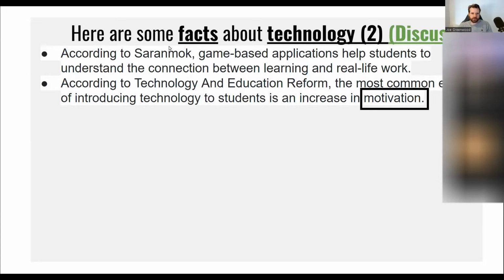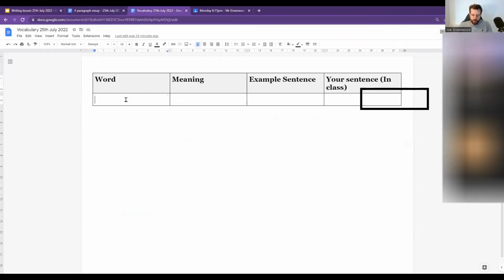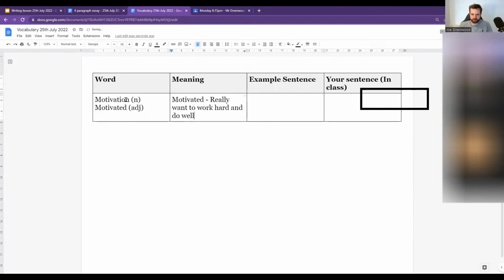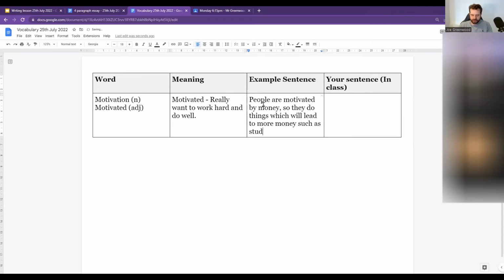Maybe I will. So let me just go escape. Vocabulary: motivation, that's a noun, and motivated, just the adjective. The adjective means really wanting to work hard and do well, right? This is the meaning. And for example, people are motivated by money. So they do things which will lead to more money, such as studying and business, right? Because we're motivated by money.